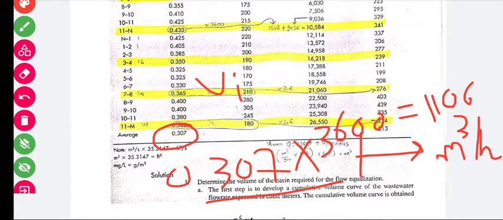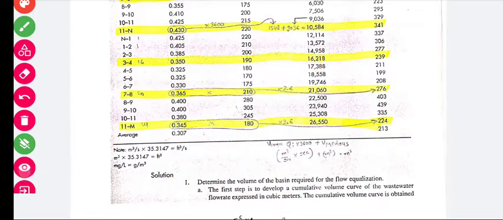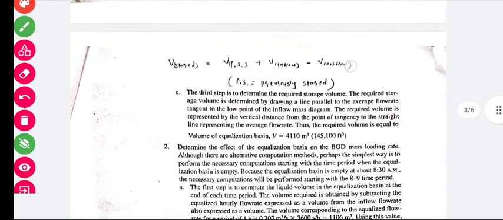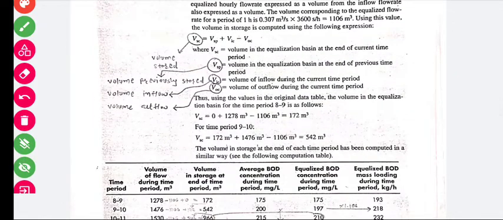VI, inflow will vary because these are very different inflows, plus V previously stored. Some water will be stored, that will differ, minus V outflow. This will remain same. Okay, so let's look at the table, then you will understand better, I think. So this is a very important equation. Volume of water stored is equal to previously stored, whatever is coming, minus whatever is going out. Here it's a similar formula, just some notation difference. I have put it in a very simplified manner so that you won't get confused with complex notations.